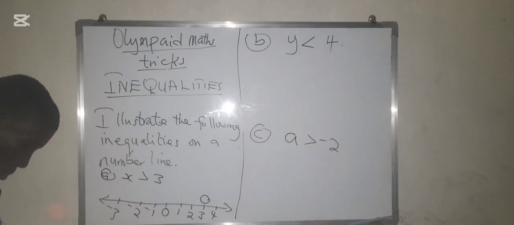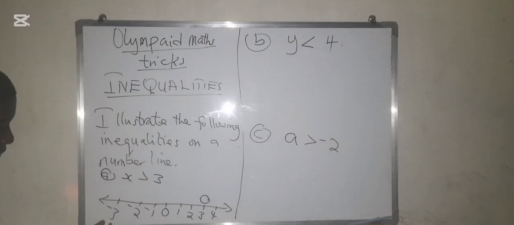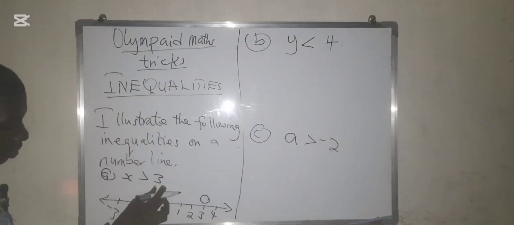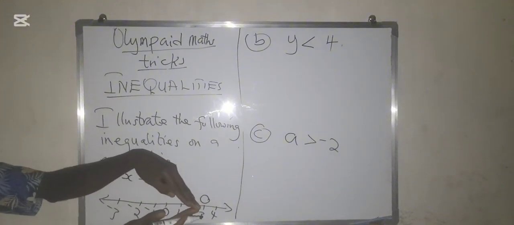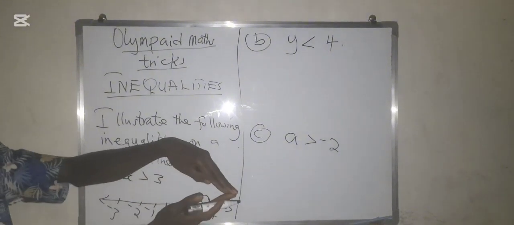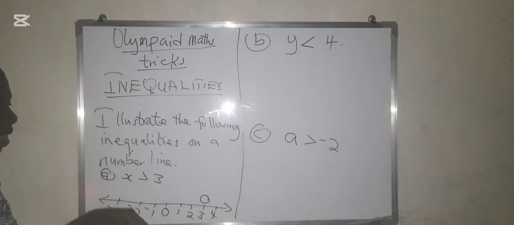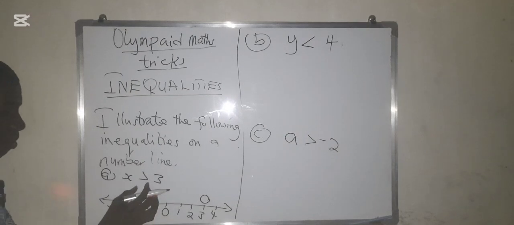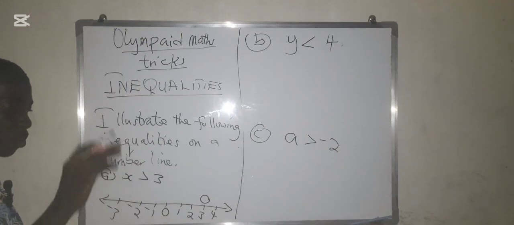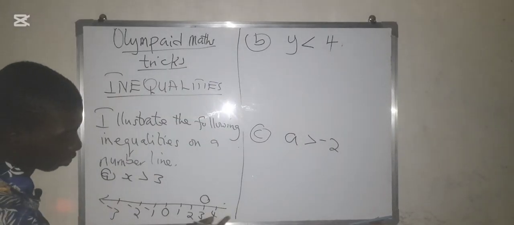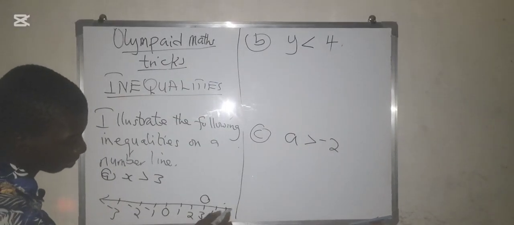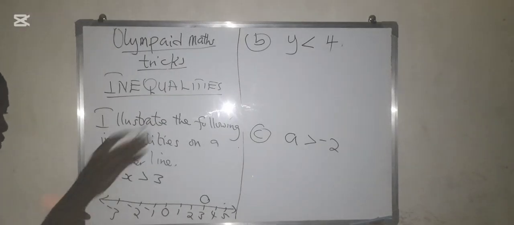Now, look here. They say x greater than 3. Just observe this inequality symbol. It is facing this way. Let's say it's an arrow sort of facing this way, meaning that the arrow that you should draw should also face that way. Yes, let me make an adjustment here. The arrow should also face that way.